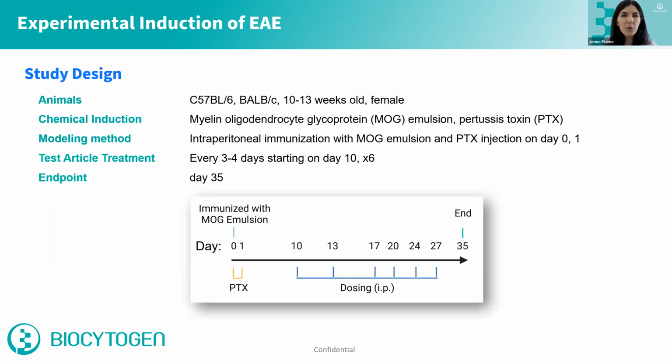So I'll just move into a description of the EAE model. At Biocytogen, we really focus on the active EAE model for testing therapeutic interventions. This study involves wild type mice that are 10 to 13 weeks old. As I just described previously, they're immunized with the MOG, the myelin oligodendrocyte glycoprotein emulsion, for prolonged antigen release and sensitized by PTX injections, as shown here. When applicable, test article treatment is performed starting on day 10, which is around the time that symptoms begin to manifest.